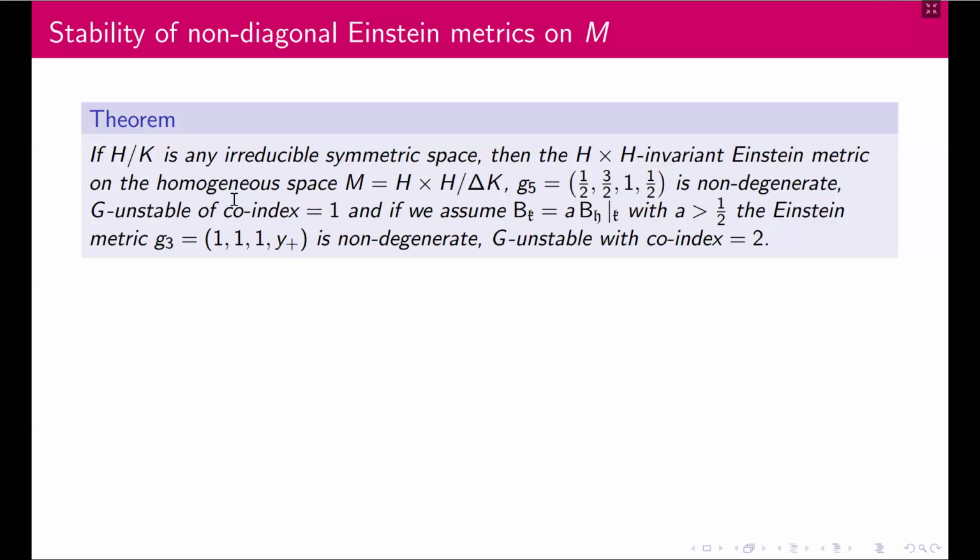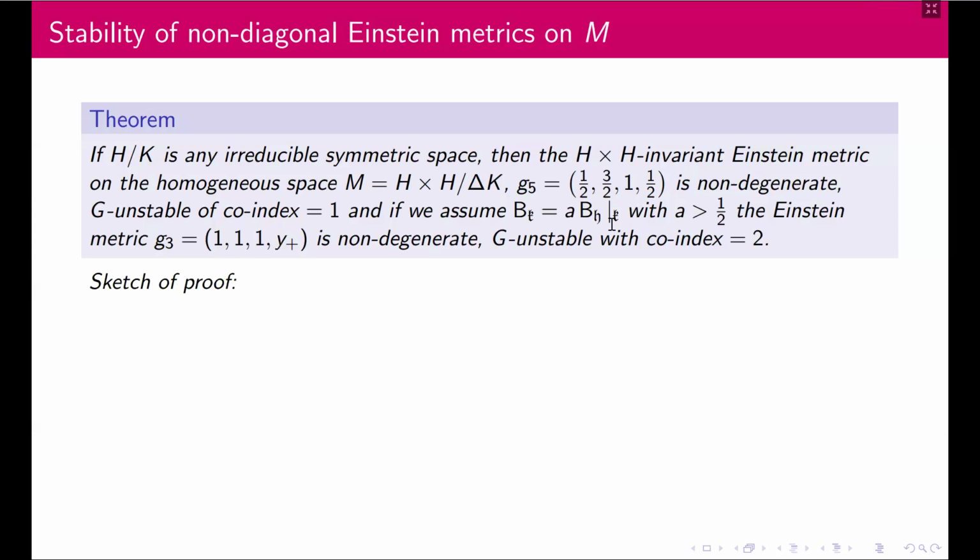If in the setting H over K an irreducible symmetric space, we have that the H times H invariant metric G5 exists on any M, and it is non-degenerate G unstable of coindex 1. And if we assume the condition concerning the Killing forms and A greater than 1/2, then we have the non-diagonal Einstein metric G3, which is also non-degenerate and G unstable, but with coindex equal to 2.